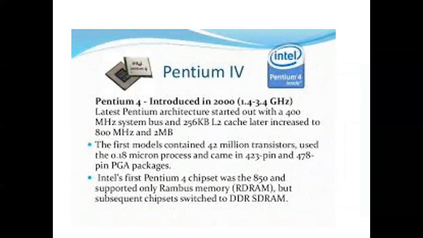Pentium 4. Pentium 4 was introduced in 2000. Latest Pentium architecture started out with a 400 MHz system bus and 256 KB L2 cache, later increased to 800 MHz and 2 MB. The first models contained 42 million transistors, used the 0.18 micron process, and came in 423 pin and 478 pin PGA packages. Intel's first Pentium 4 chipset was the 850 and supported only Rambus memory, RDRAM, but subsequent chipsets switched to DDR and SDRAM.